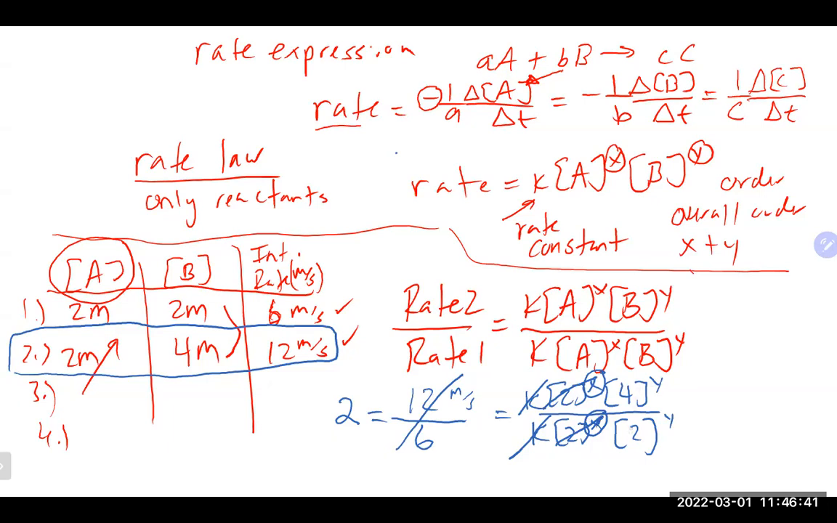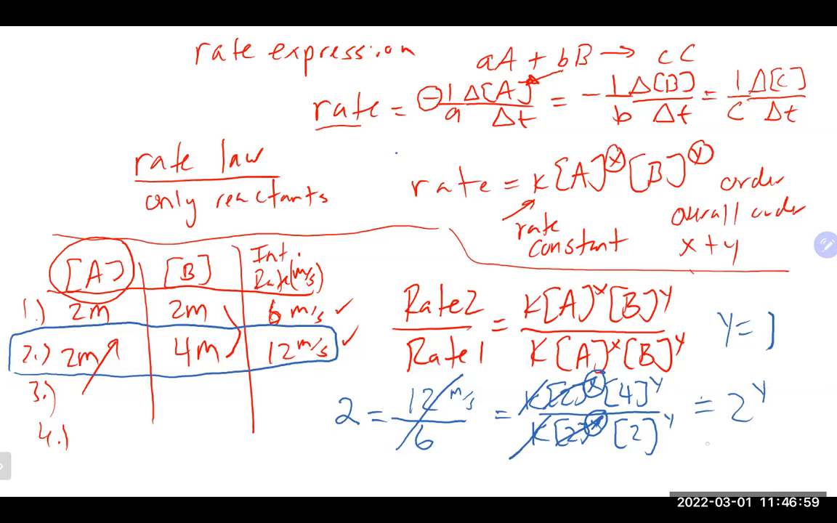When I take 4 divided by 2, I end up with 2 to the Y here, right? When I do the last one. Now we can solve this by easily seeing that Y should equal 1, yes? 2 to the 1 is 2, right? And it gives me 2 equals 2 on both sides.